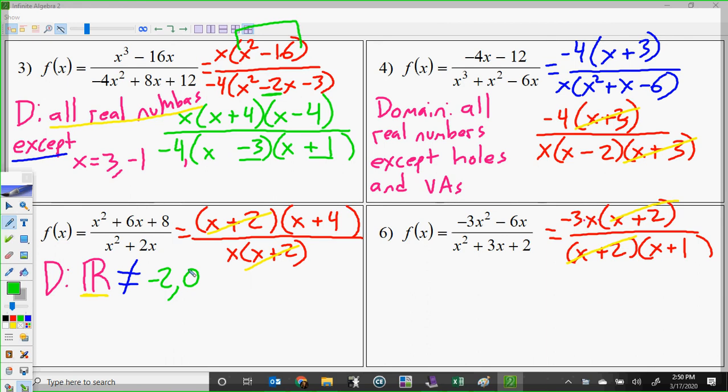So that's my little shortcut notation that I'm gonna write. They write their answers out in words, probably to not confuse you, but if you want to use a shortcut notation, you can. Let's look at number 6. I'm going to say that my domain is all real numbers except, so not equal to, well, I had a hole at -2 and I had a vertical asymptote at -1. So there's my domain.